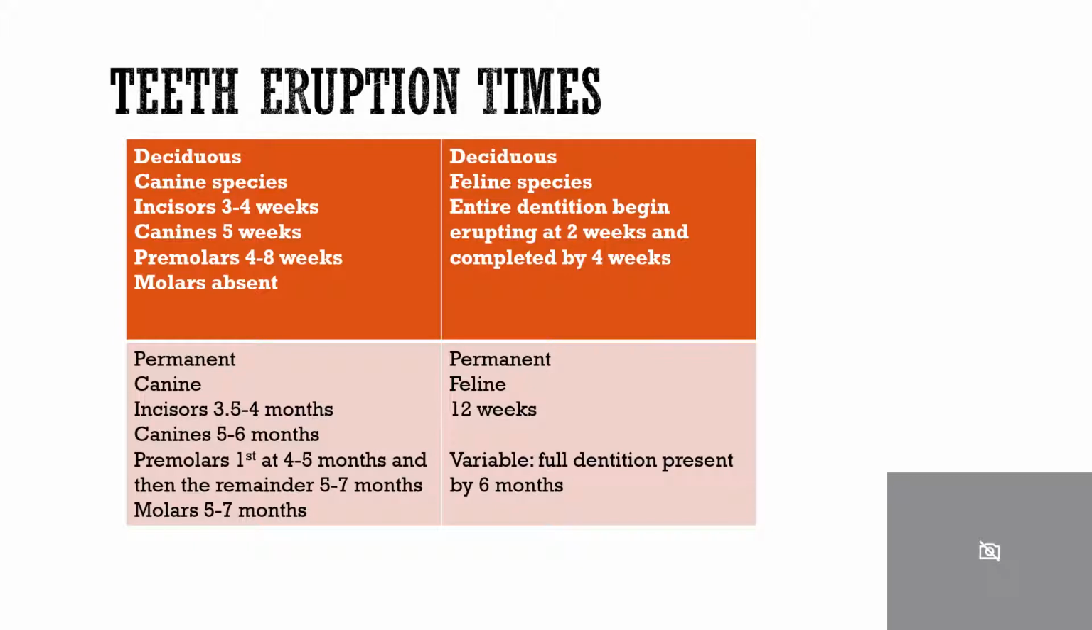age. The deciduous to the feline species is that their entire dentition begins to erupt at 2 weeks and is generally completed by 4 weeks. There's quite a difference in relation to our feline and canine species. And their permanent should come in at about 12 weeks. So it is quite variable, however, it will start at around 12 weeks, but we should have, by the time that they are 6 months old, their full dentition present.